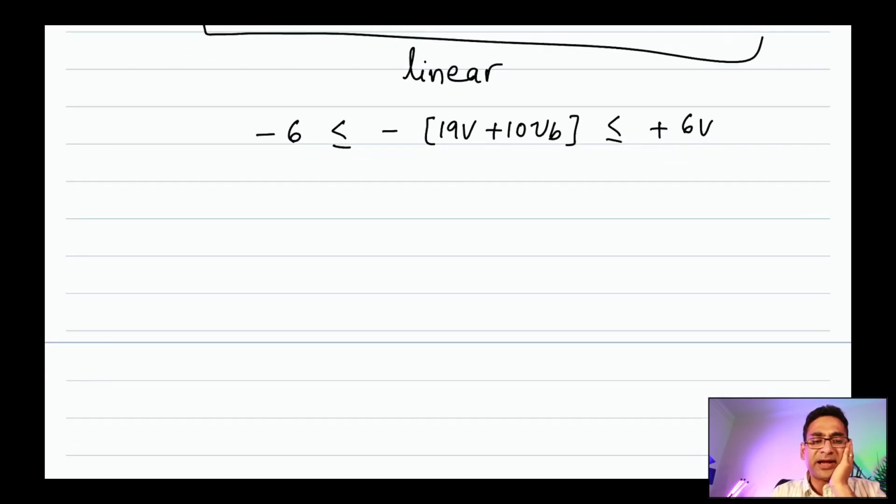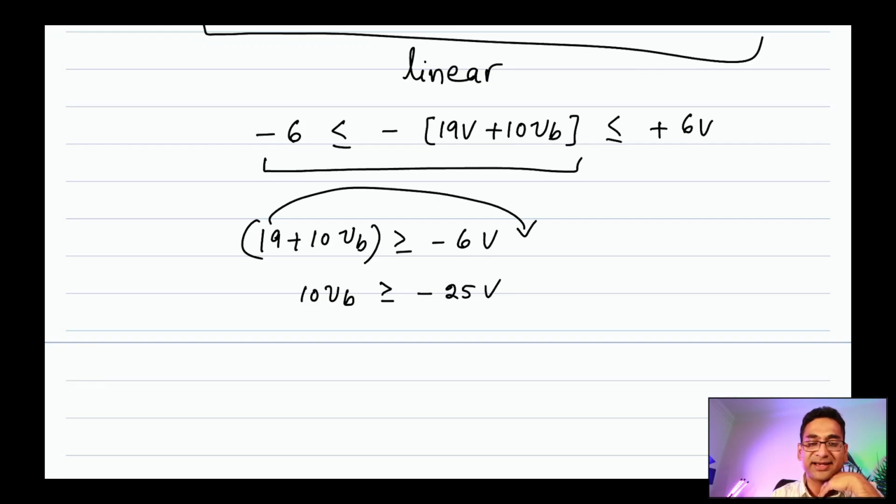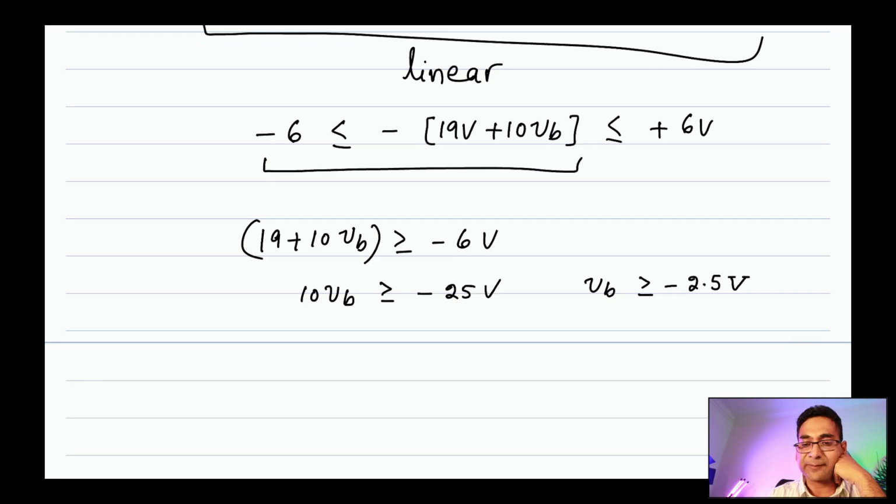Okay, so let me take these inequalities one at a time. Negative 19 plus 10 times VB should be greater than or equals to negative 6 volts. Okay, so 10 times VB is greater than or equals to negative 25 volts. I'm taking 19 to the other side, it becomes negative 19. So VB should be above negative 2.5 volts. Okay, so that's one condition.